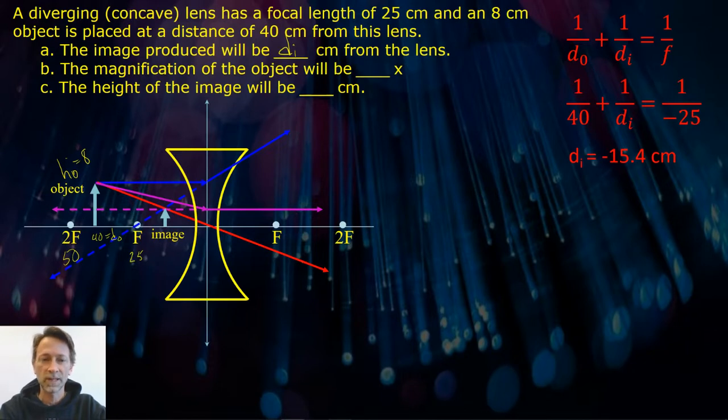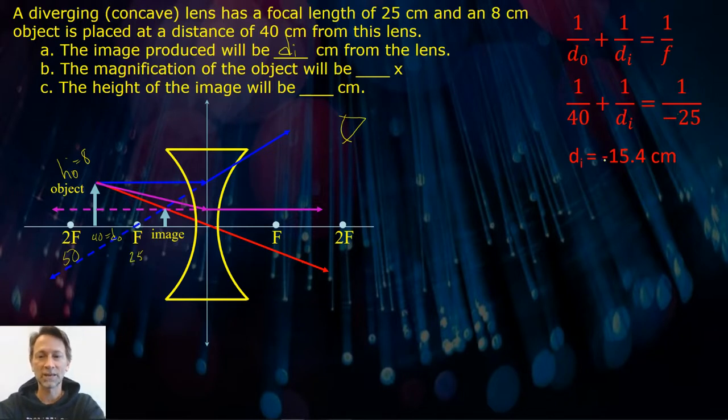25. Now notice that I put the negative in front of my focal point because diverging lenses have negative focal points. Or if you remember, I have my eye on this side of the lens looking through the lens because the focal point is on the other side than my eye. That's what makes that a negative value. Solving that, I'm going to do the negative 25 to the negative 1 minus 40 to the negative 1, and then flip my answer one more time, and I get negative 15.4 centimeters.